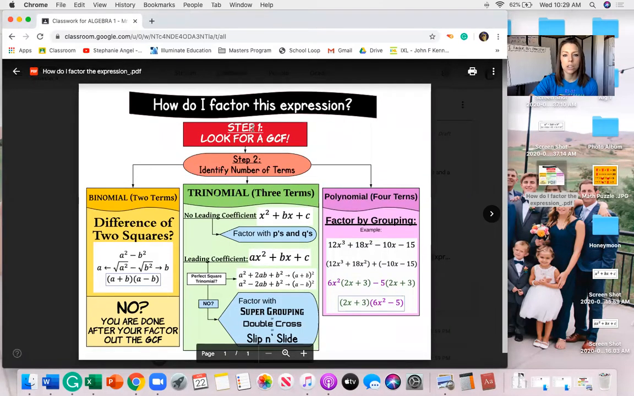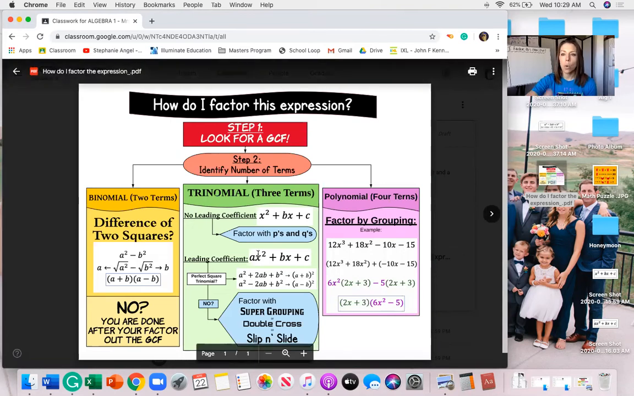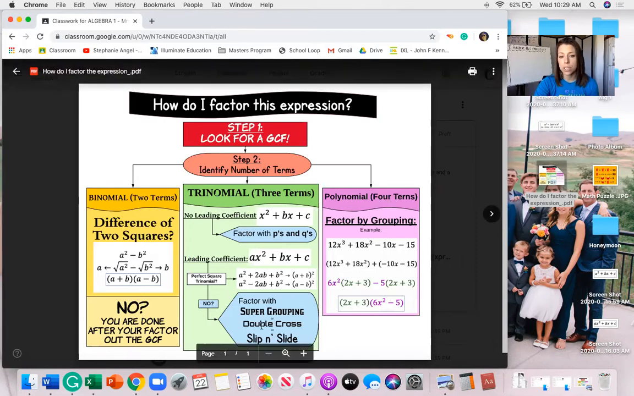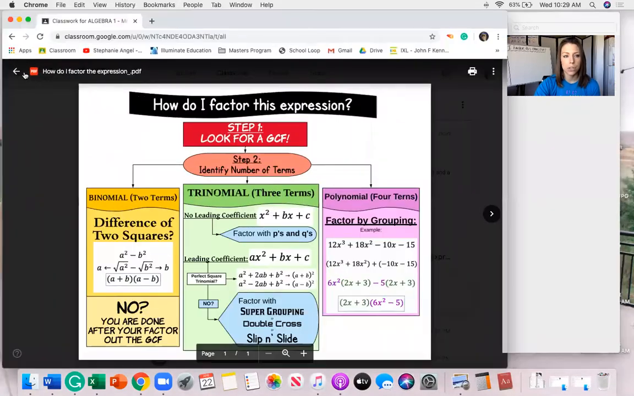So this is the thought process that you're going to go through from now on when you're asked to factor an expression. So while we're going through this video, make sure that you have this. If you have a printer and you can print it out, great. If not, just have it open on your computer so that you can see what we're looking at. So I'm going to pull it up on my computer as well. Again, this is the thought process we're going to be using when it comes to factoring.